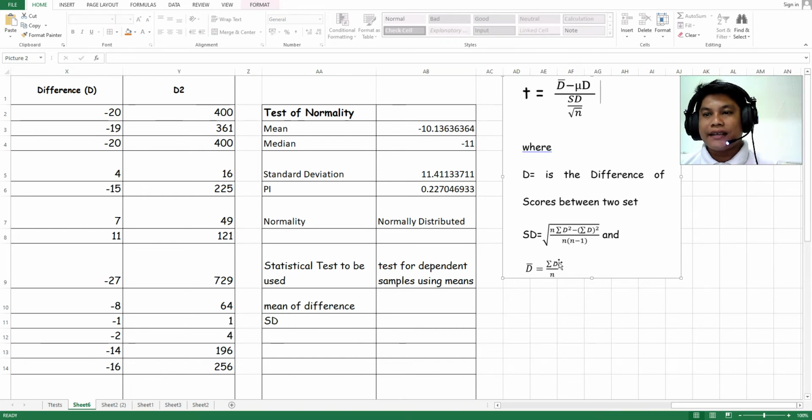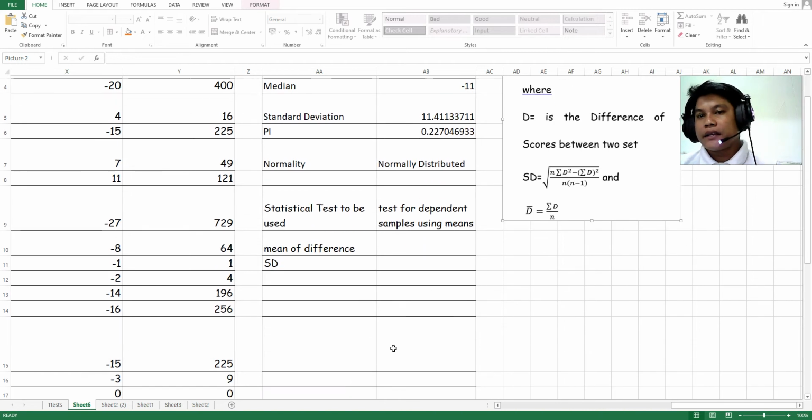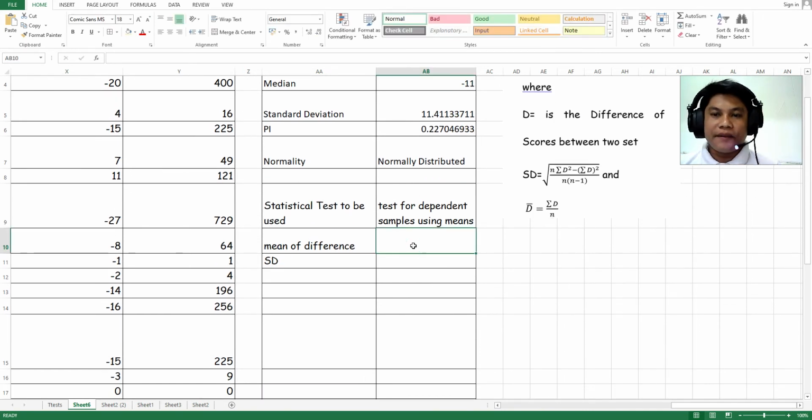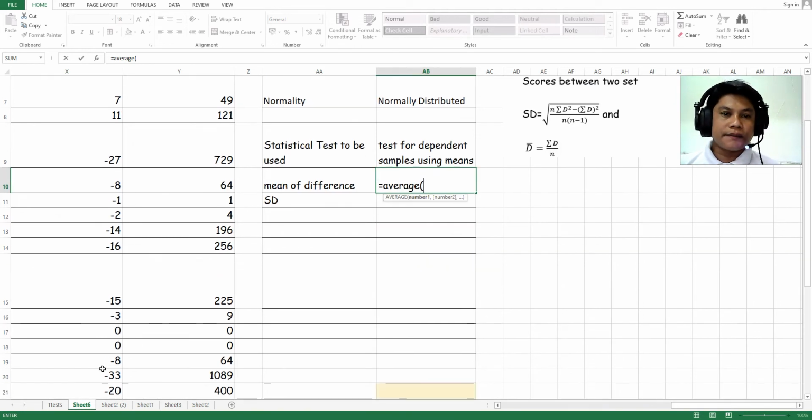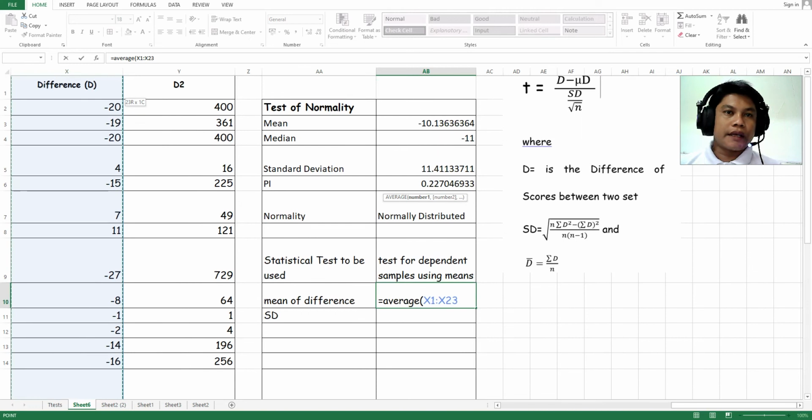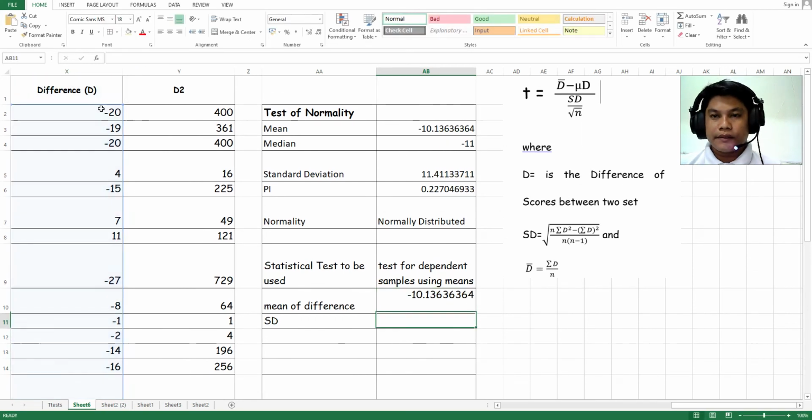So we simply add the difference divided by how many all in all. So the mean of difference is equal to, you get the sum first, or you can say average. Average equals average of the difference. Okay, so you highlight all the values. It's -10. So the same here. That's the mean or the average of the difference.